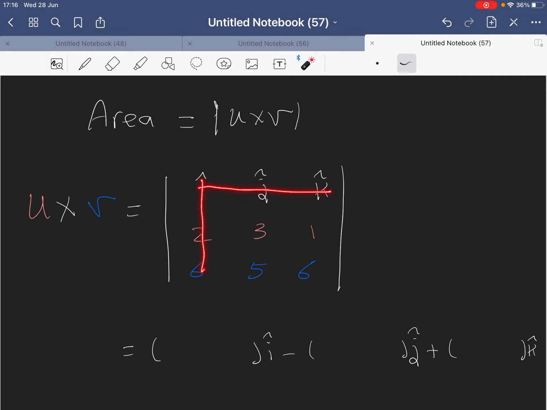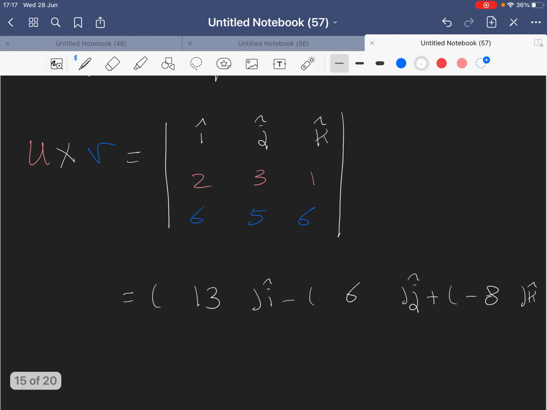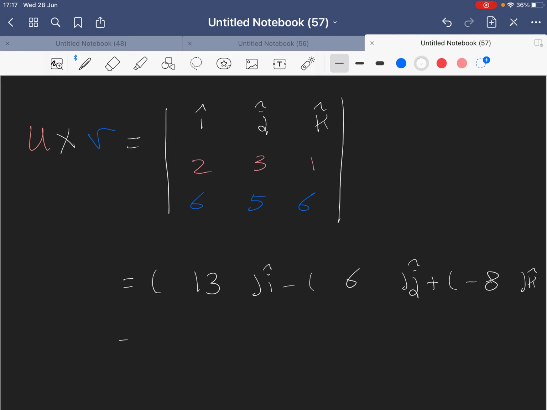Now to find the number in front of i, I need to find the determinant of the 2 by 2 matrix here, which is this minus this. So it will be 18 minus 5. This is 13. In order to find the coefficient in front of j, we take the determinant of this matrix. So it will be 12 minus 6, which is 6. And finally, in order to find the one in front of k, we just have to find the determinant of what is remaining, which is 10 minus 18, which is negative 8. So this would be the answer.